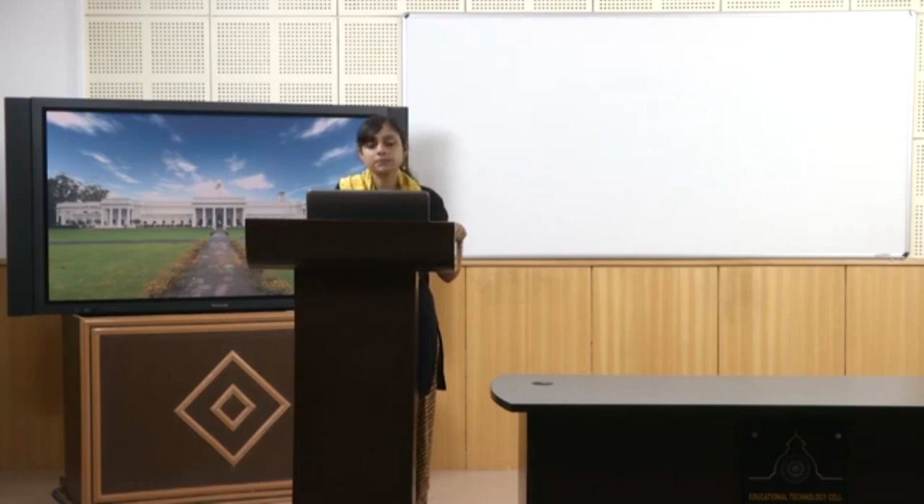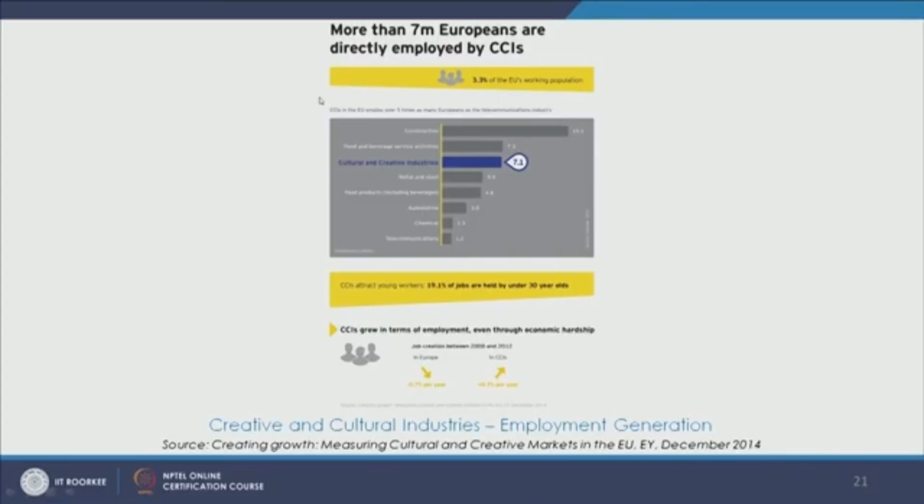So these data sets sometimes substantiate the already ongoing discourse, and they reinforce the need of why such terms are coming up and why this discourse is happening. We saw some more interesting infographics, and we saw these data, and here we see the creative and cultural industries are in the top 3 which contribute to employment. So more than 7 million Europeans are directly employed by these creative and cultural industries. We saw all these data sets.